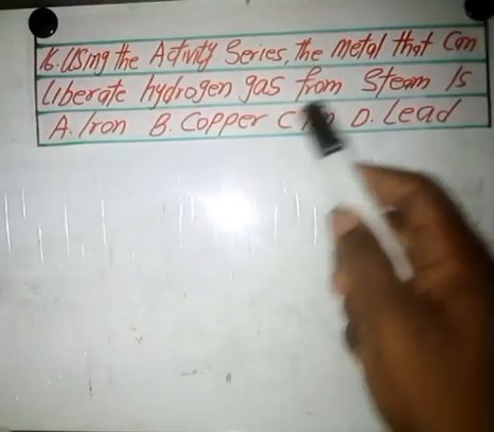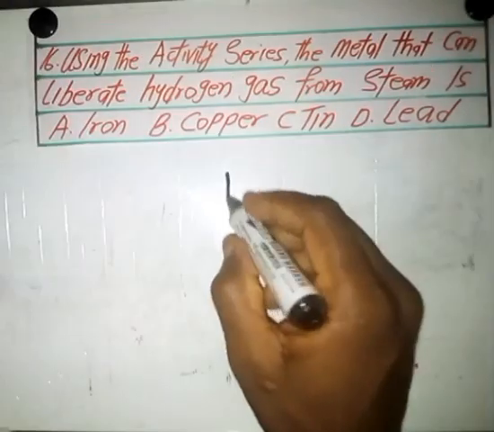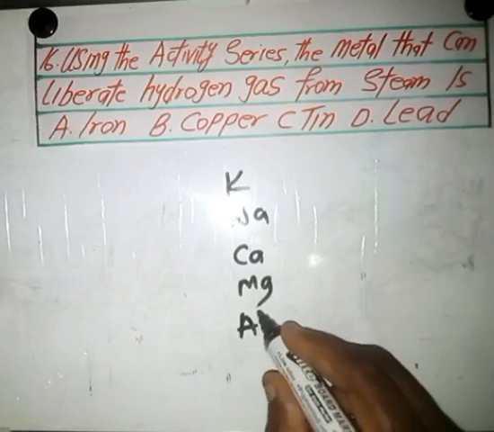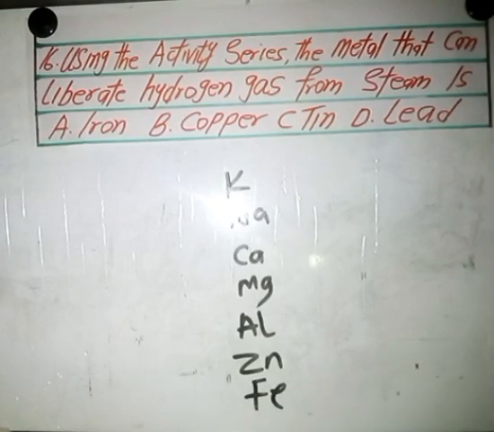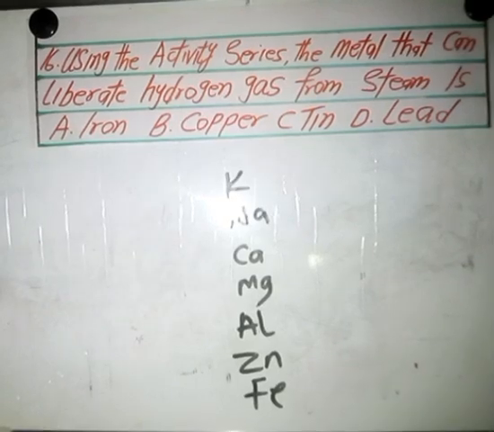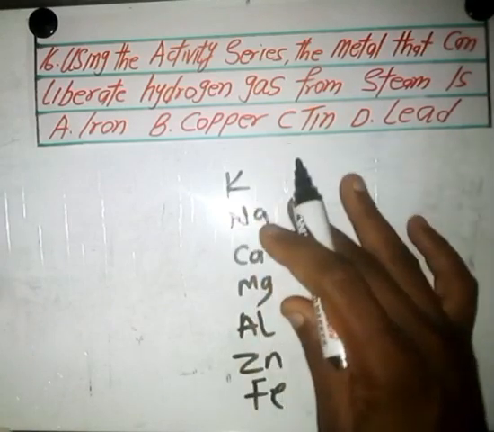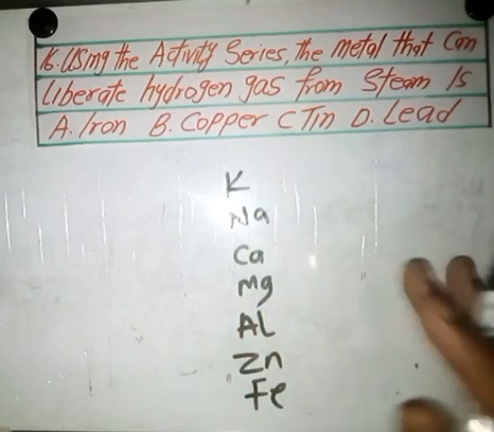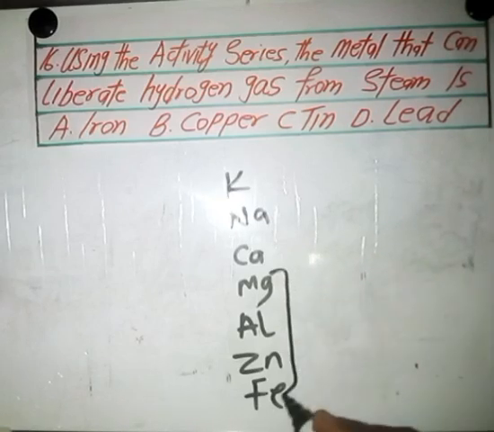Alright, number 16. Using the activity series, the metal that can liberate hydrogen gas from steam is. Okay, this is the activity series. This is not all of them. I decided to write from here to here. So, in the activity series, those metals that can liberate hydrogen gas from steam are these.